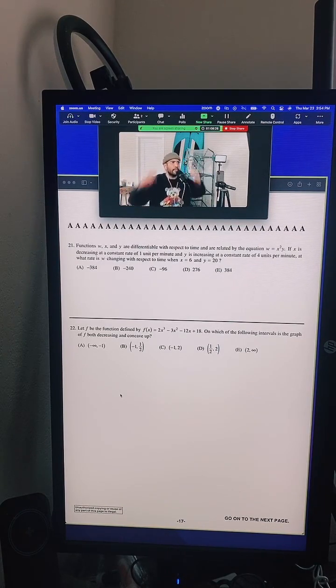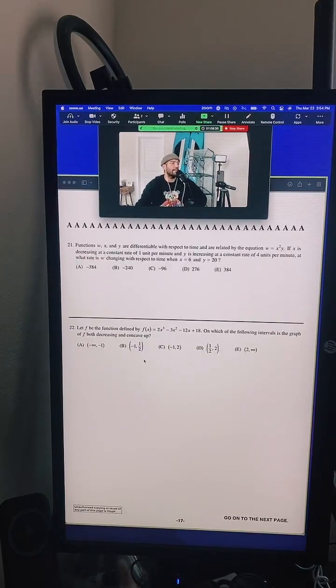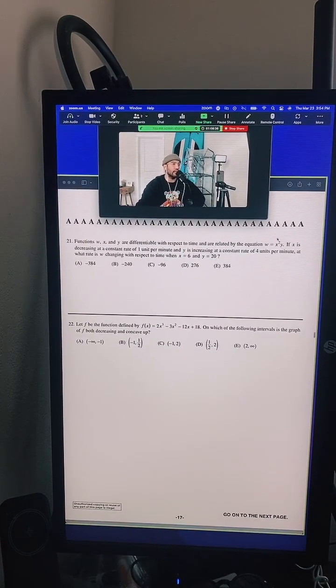All right, so let's go to 21. Was it 21? Yes, it is. Okay, so we have a function of x and y, w, and x and y are differentiable with respect to time and related to this function. If x is decreasing at a constant rate of 1 unit per minute, and y is increasing at a constant rate of 4 units per minute, at what rate is w changing with respect to time when x is equal to 6 and y is equal to 20?